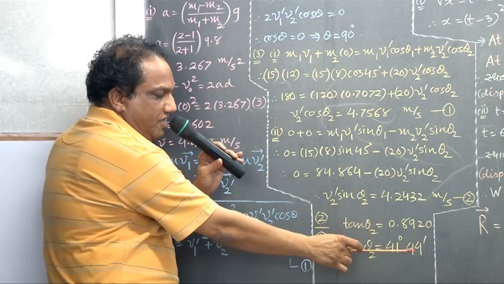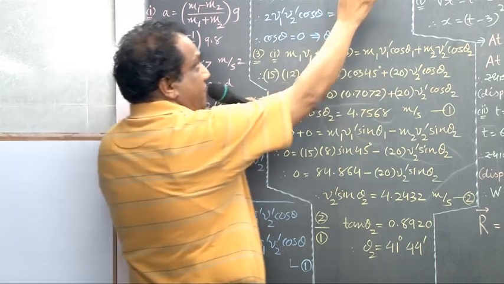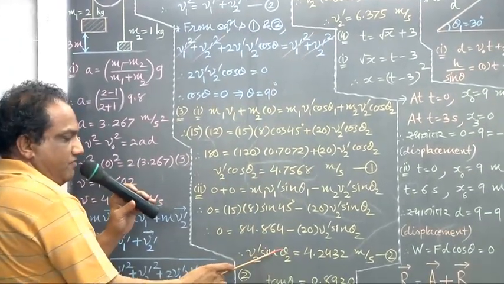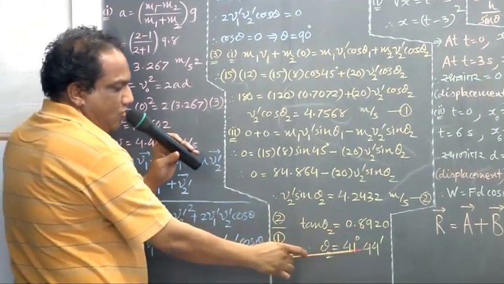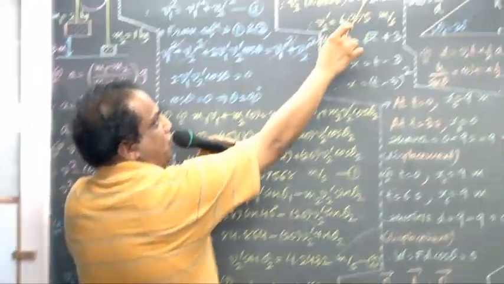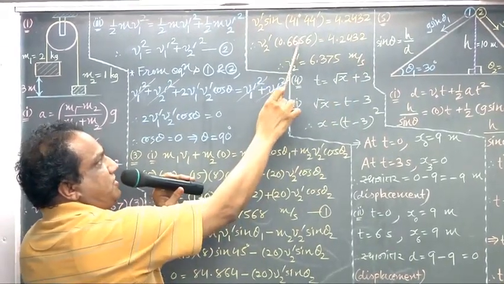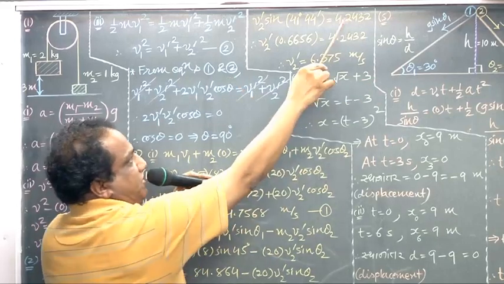How much is it? 41 degree 44 minutes. Put it here. So start with this v2 dash. Everybody look here, v2 dash. Then sine of theta 2. What is theta 2? Come on, 41 degree 44 minutes, and that equals 4.2432. As it is, sine of this angle comes out to be 0.6656. This value as it is.